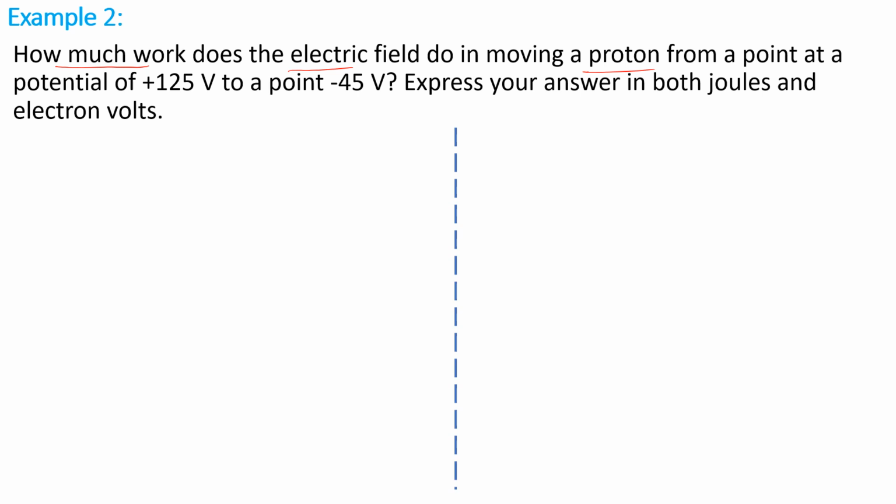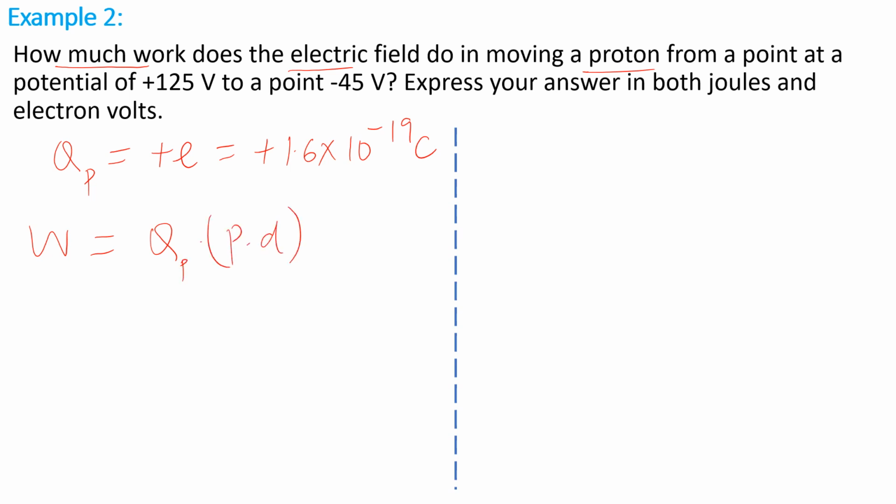We know that the charge of a proton, let's say the charge is denoted with Q. So QP, or charge of a proton, is a positive e, that's positive 1.6 times 10 to the power negative 19 coulombs. And the question wants work done, so let's say that the work done is denoted with W. It's going to be the same as the charge, in this case the charge of a proton, multiplied by the potential difference between the 2 points where the proton moves.